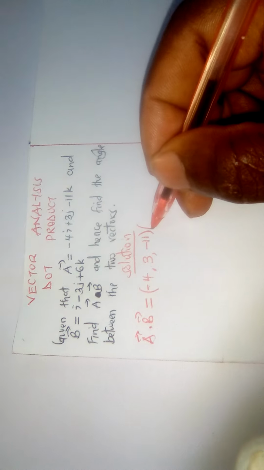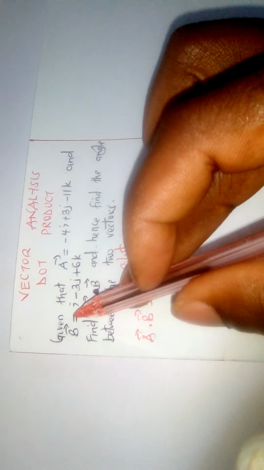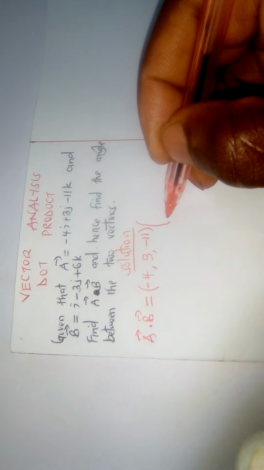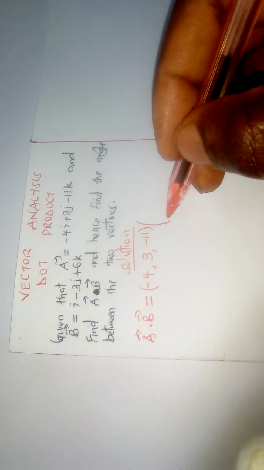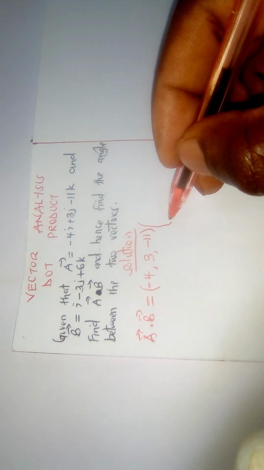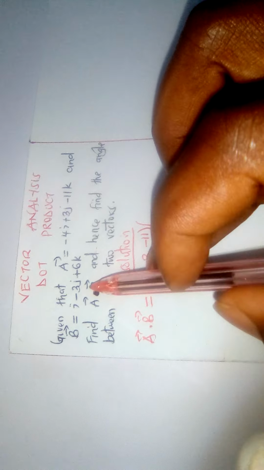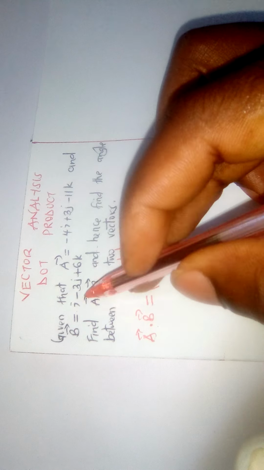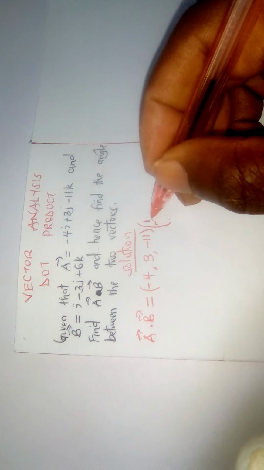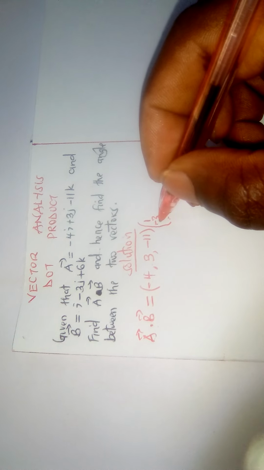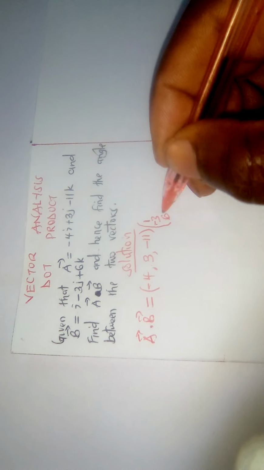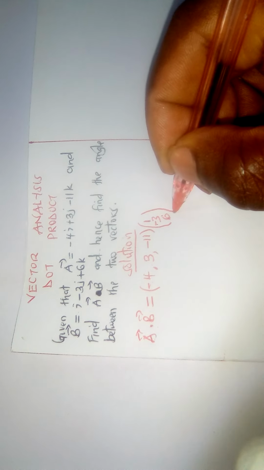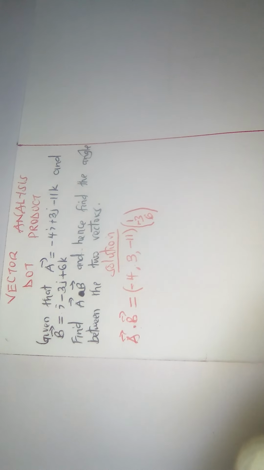Then on the second hand, the coefficients of i, j and k in B, you're supposed to write them in column form. Remember, in A, I've written in row form, but in B, you're supposed to write in column form. Very important. The coefficient of i is 1, so I'll write 1. Coefficient of j is negative 3, so you write negative 3. The coefficient of k is 6, so write 6 there. Now after that, you are supposed to begin multiplying.